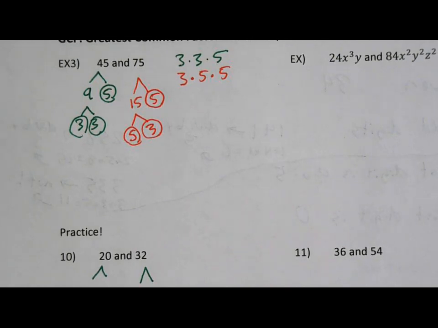What we're going to be doing on Tuesday or Monday in our class, and some of you did it maybe today, is factor out a greatest common factor. Our goal today is just to be able to quickly find the greatest common factor for 45 and 75. And here's how we do it.